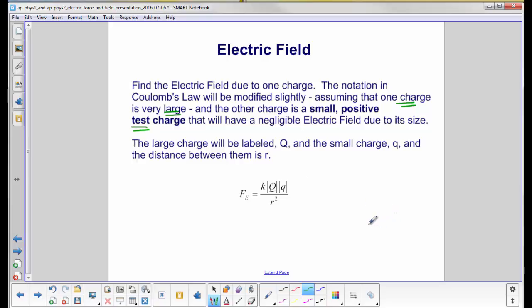We're also going to replace the R sub 1, 2 just with R. So here's the magnitude of the force. It's K times the absolute value of the large charge, the absolute value of the little tiny charge, divided by R squared.